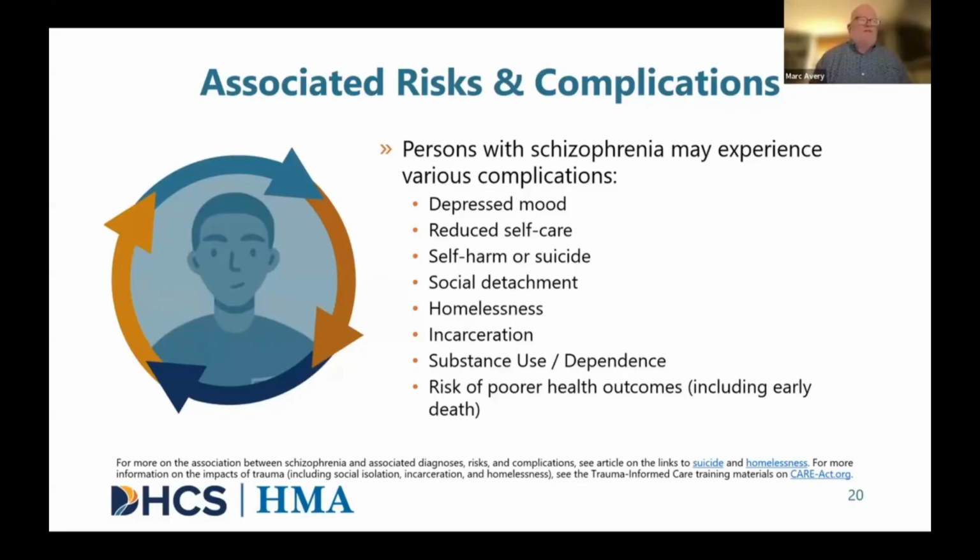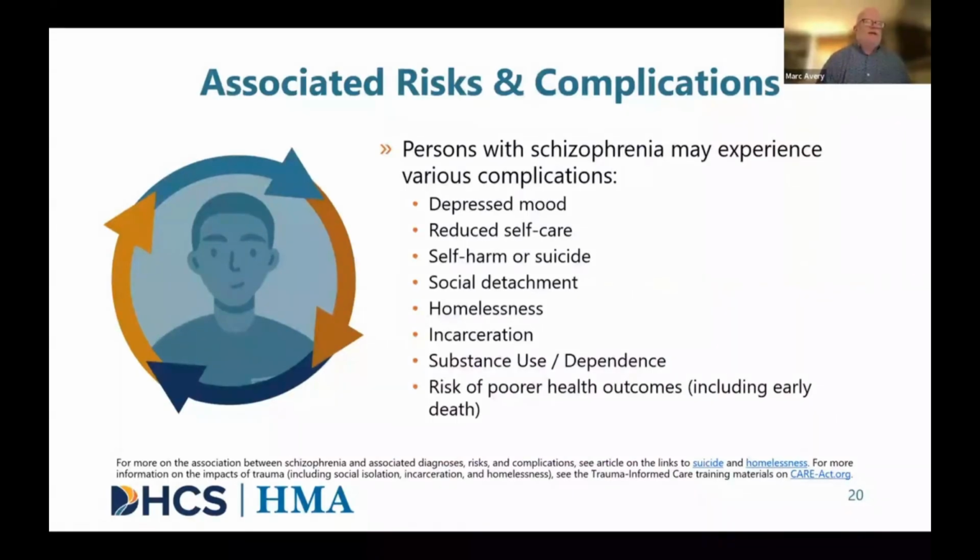Persons with schizophrenia spectrum disorders are also at risk for incarceration and involvement with the Justice Department. Persons with schizophrenia are at risk, as mentioned above, of substance use or dependence, and persons with schizophrenia have higher risk of poorer health outcomes, including early death.